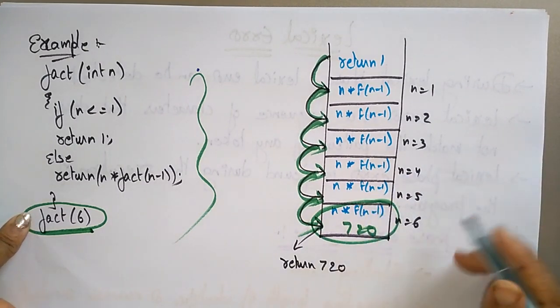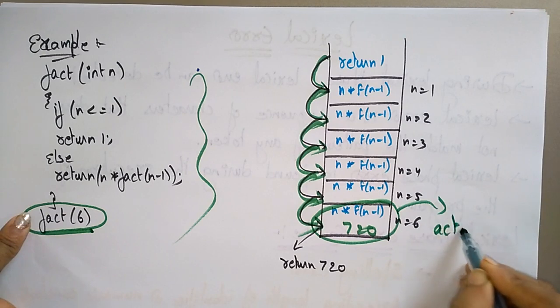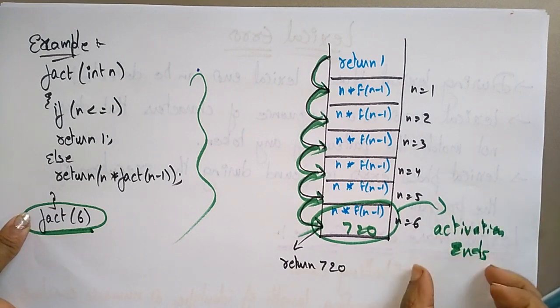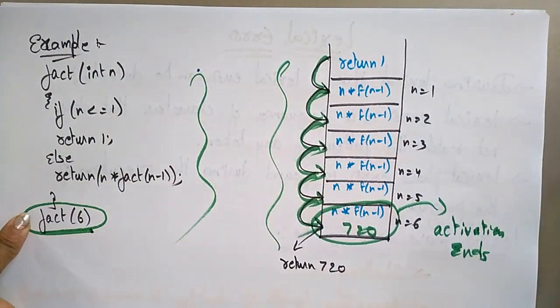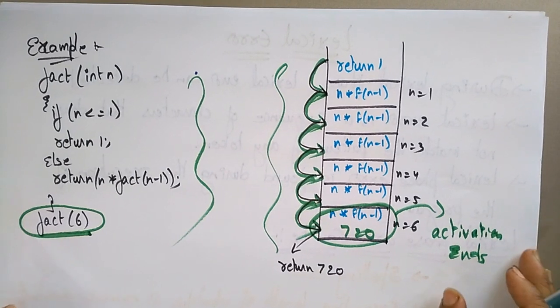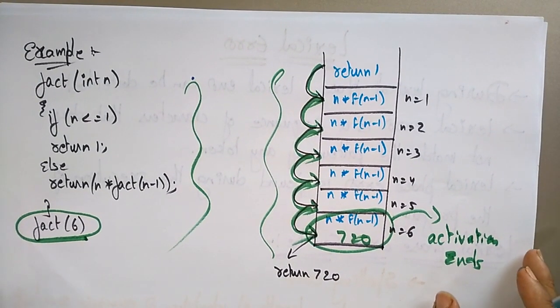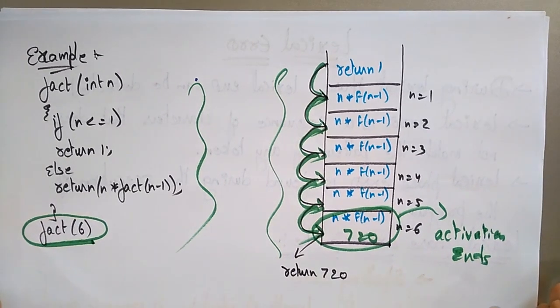Whenever it is popped, the activation record is going to end. When the activation ends, all the variables will be deleted, all the local values will be deleted. So this is about the storage allocation: static storage allocation, heap storage allocation, and stack storage allocation.